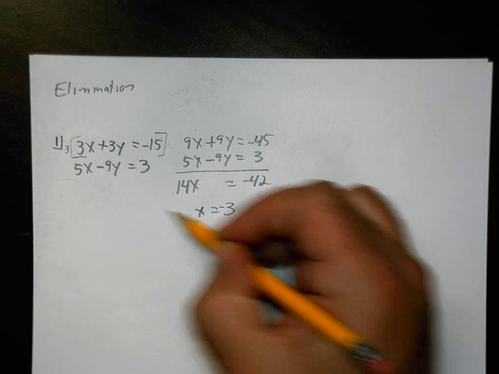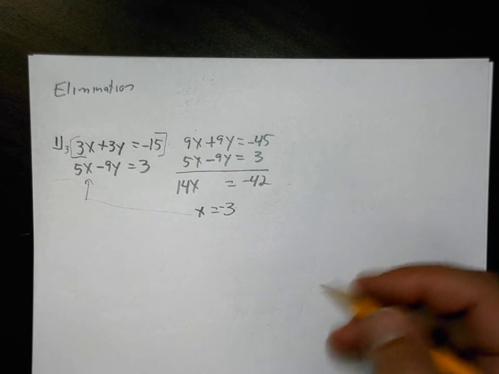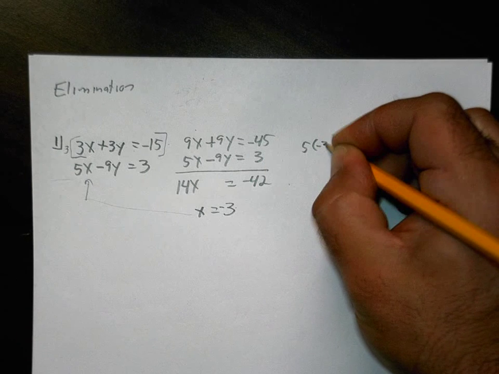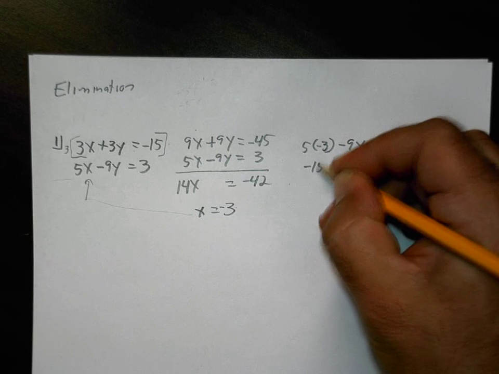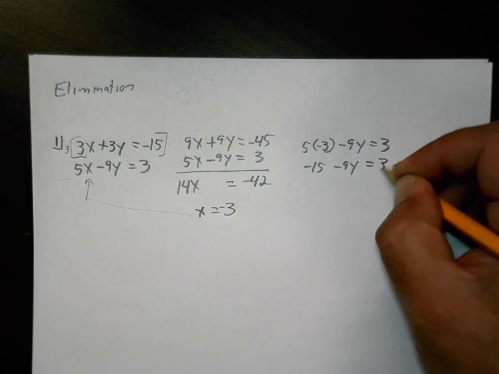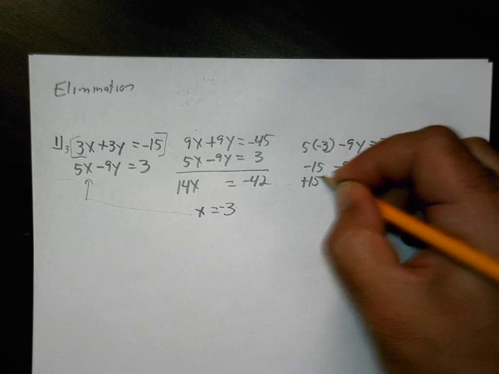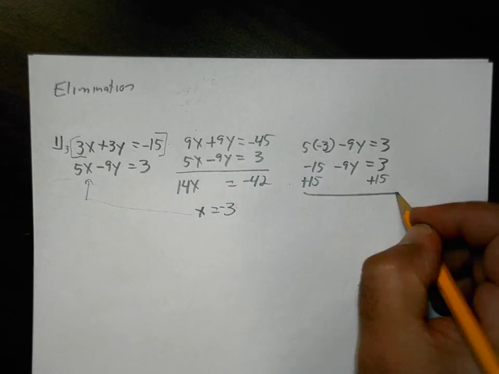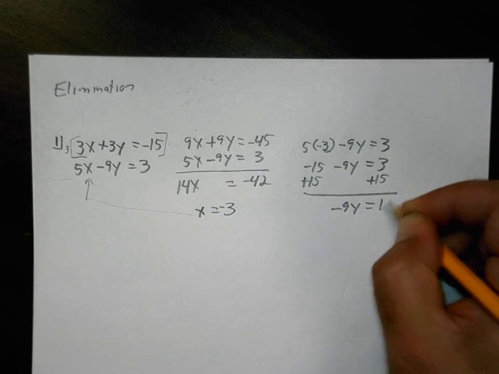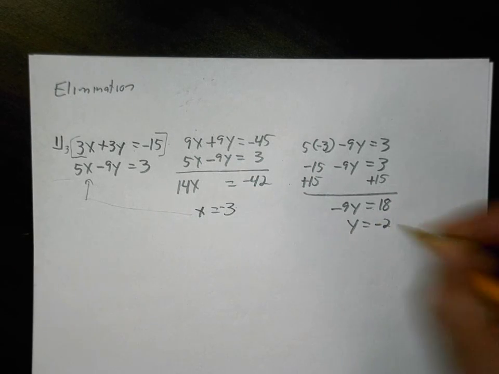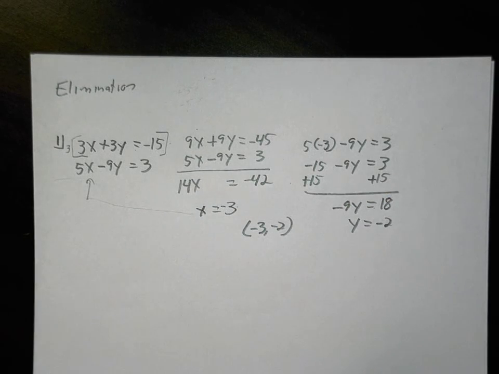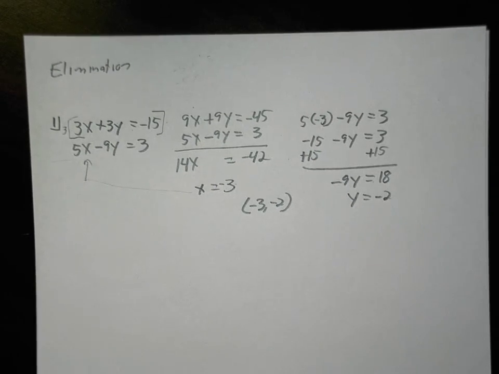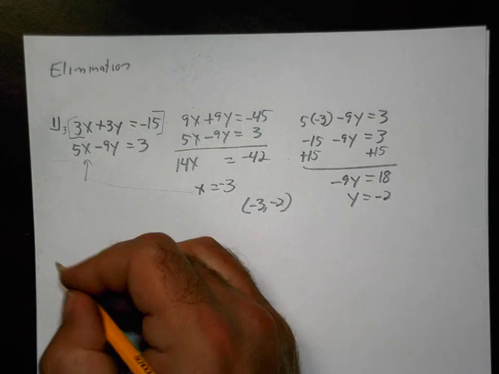Okay, so let's use the bottom one. So we have 5 times negative 3 minus 9y equals 3. Negative 15. Add 15. Looks like I get negative 2. So negative 3, negative 2 is the solution to that system of equations. Okay. Let's try another one.